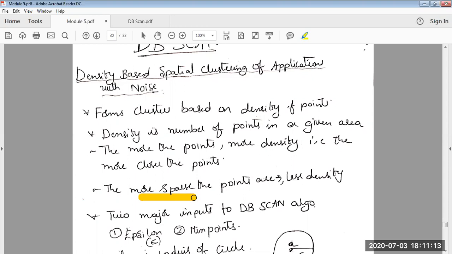For example, I have a cluster with a radius of 2 centimeters, and I just have 3 points. So it's a sparse cluster, because the density of the cluster is very low. The number of points in the cluster is very small. That is the meaning of sparse here.